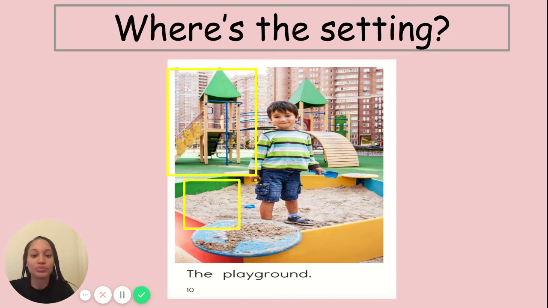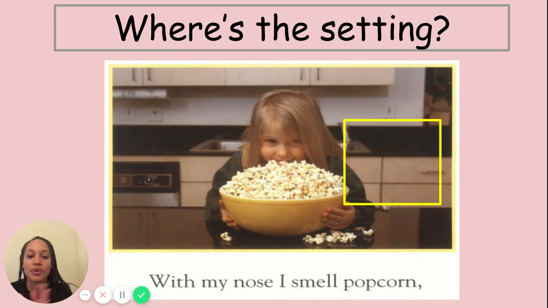Good job. So we know that the setting where the story takes place on this page is at a playground, and we also identified some of our five senses that we can enjoy at the playground. Let's go to the last page. Where is the setting on this page?